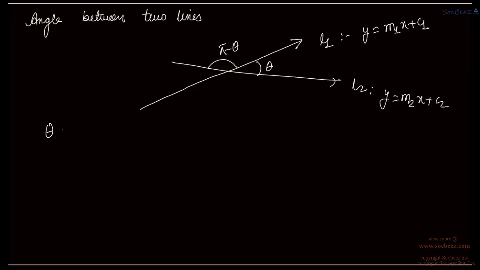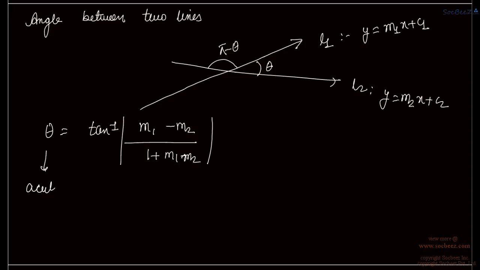So this theta can be written as tan inverse of modulus of m1 minus m2 upon 1 plus m1 m2. If we take the modulus, then this quantity is positive and we will get the acute angle, the smaller angle between these two lines, and subtracting this theta from pi, we will get the obtuse angle. So this is the angle between two lines.